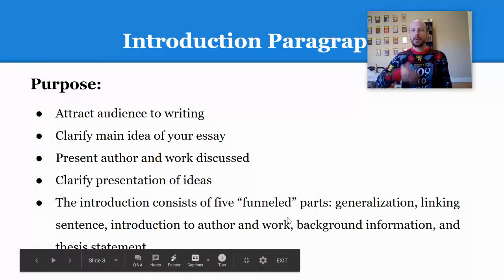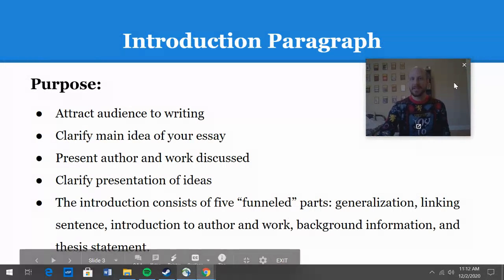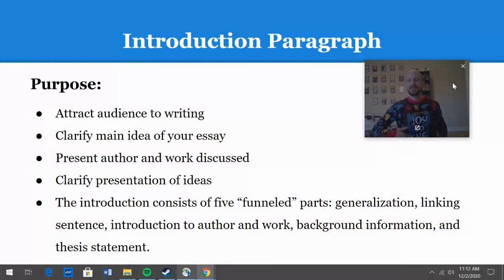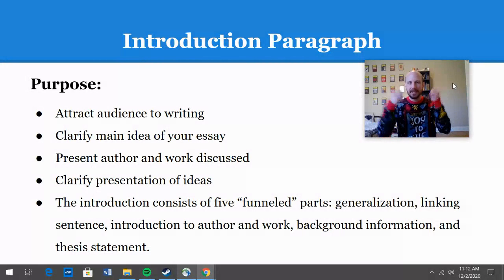So the purpose of the introduction paragraph is to attract the audience to your writing. That's that challenge that we have, is how do I get the audience's attention in that first paragraph? It's also to clarify the main ideas, right? That thesis idea that you're putting out there. It's also going to introduce the author and the main work that you're discussing. So Charles Dickens' A Tale of Two Cities for this year. And it's clarifying the presentation of your ideas. What literary devices are you exploring? What examples will you explore?